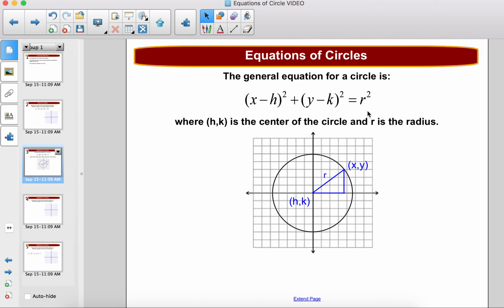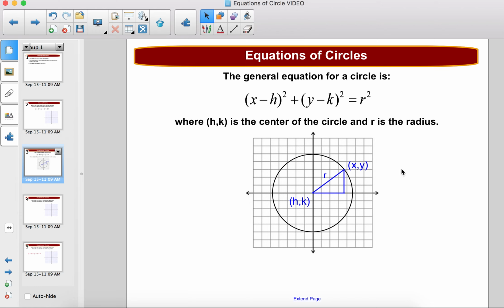Now, the only weird thing about this equation is everything is squared. It's kind of like a squared plus b squared equals c squared. It is, in fact, connected to the distance formula. So that's where those squares come from. So don't forget about the squares.